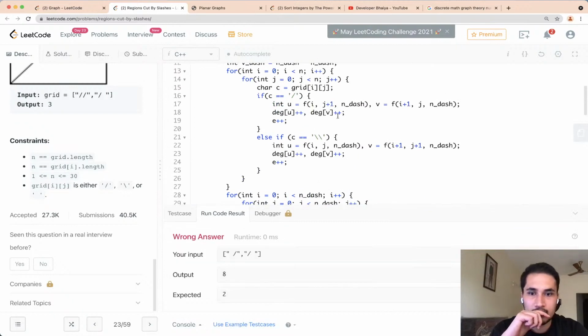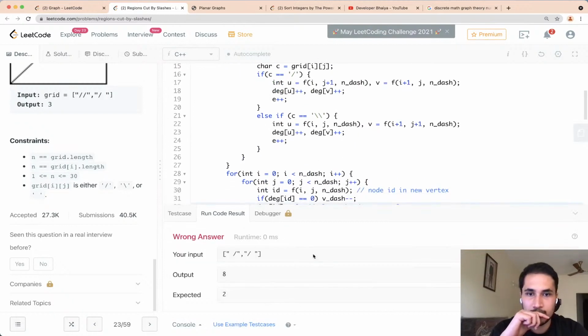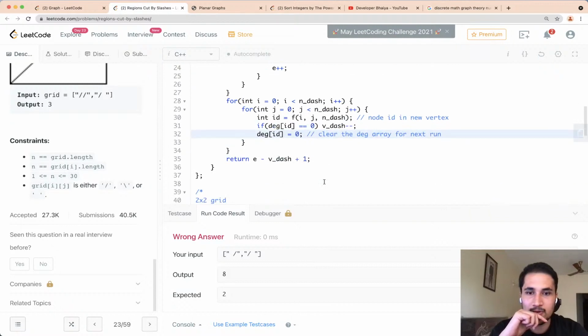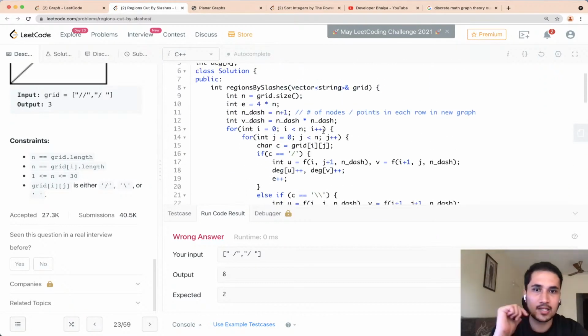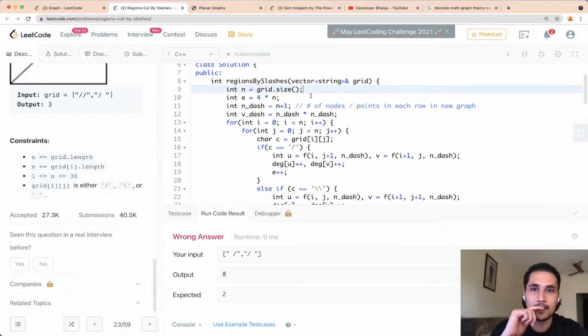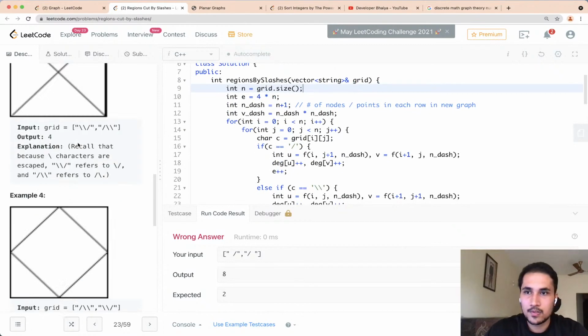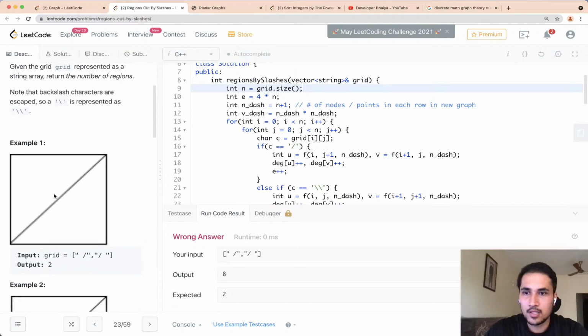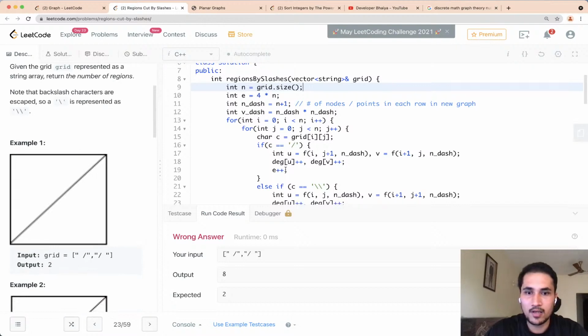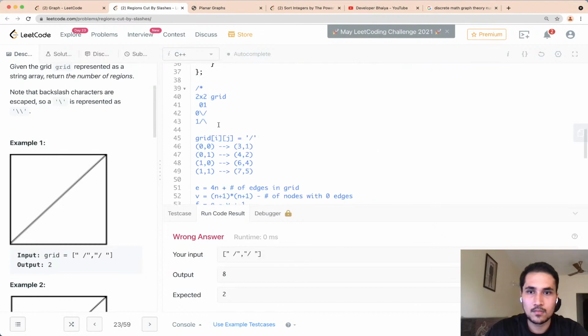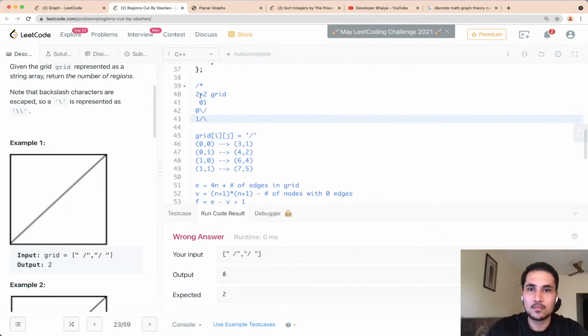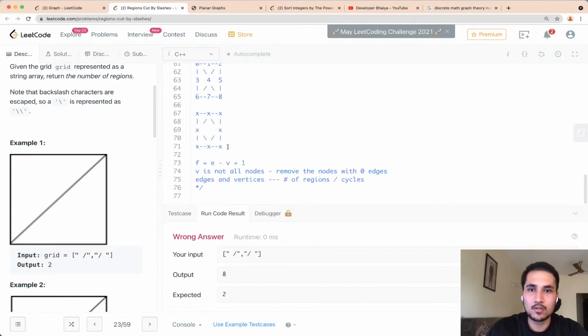Wrong answer. Okay. Yeah, so definitely I'm not expecting that we will solve everything in the first go, but let's see what's happening. Let's actually do a debug of things. So in this case, what would happen? How many edges would we have? Let's see. Let's remove all this.